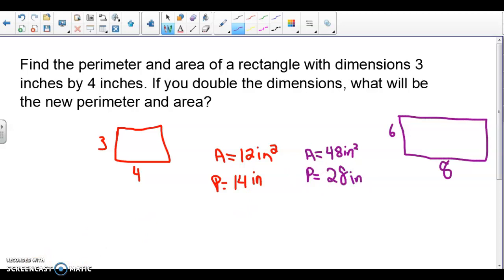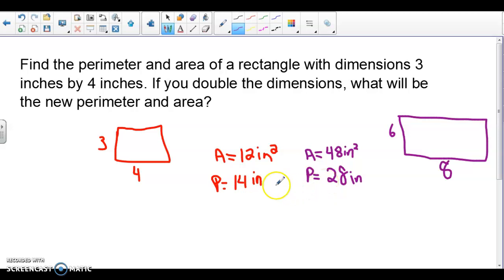Alright, now I want to look at something with you. So if we look at the perimeter, to get from 14 to 28, what would you have to multiply 14 by to get to 28? Well, if you said 2, you'd be right. So if you double the dimensions, then you're also going to double the perimeter, which makes sense, right? So if you double the dimensions, you double the perimeter.